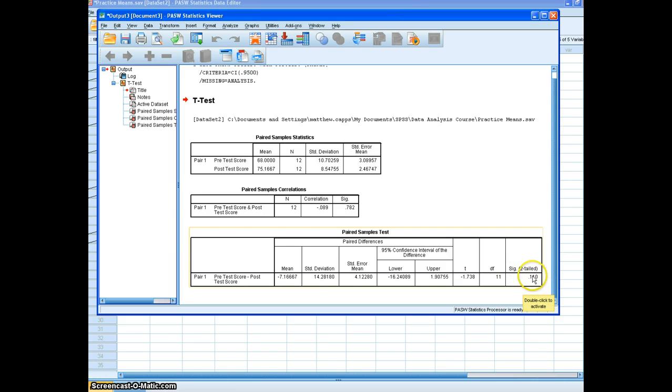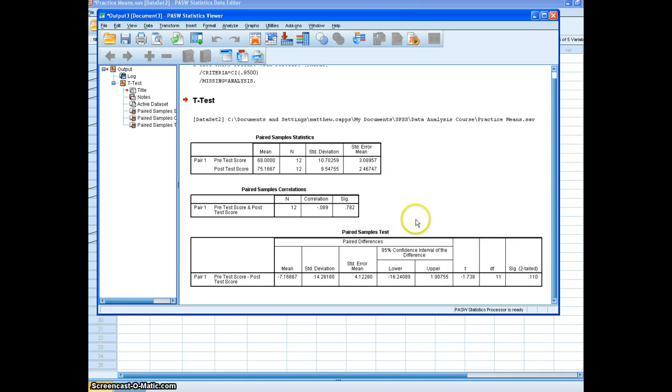Because this number is not less than 0.05, that means that there is not a significant difference between the pre-test and post-test scores. If you subtract 68 from 75.1667, you get negative 7.1667. So you can see how much difference there is and whether or not there's a significant difference. In this case, there's not.